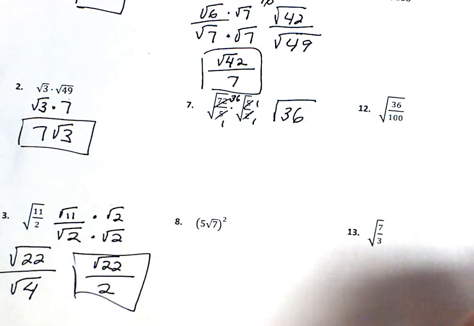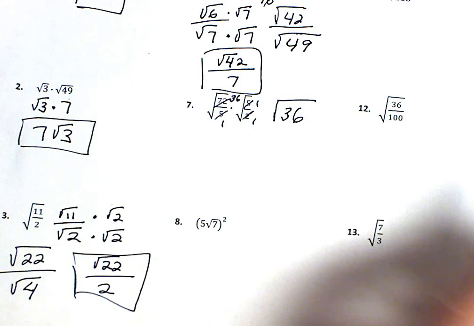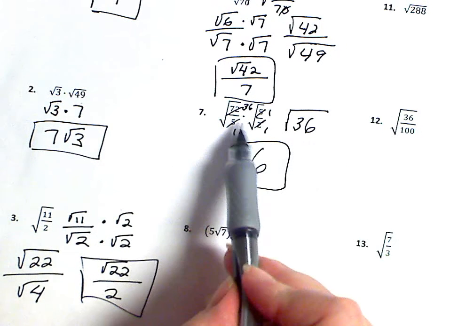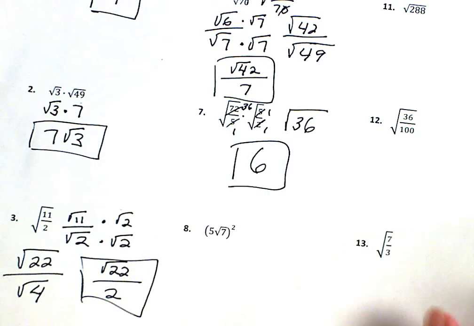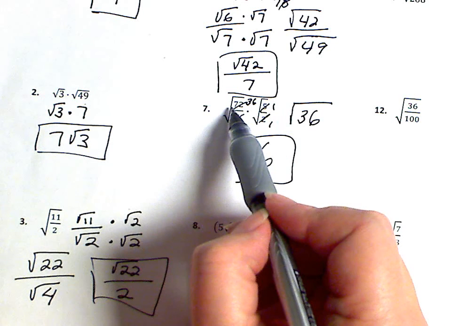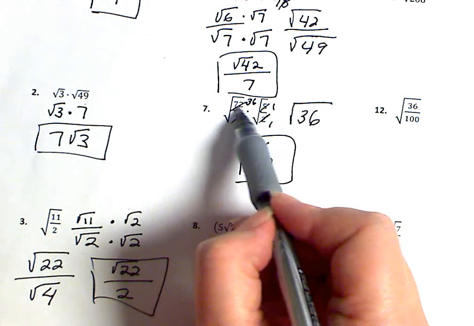Now, what's the square root of 36? 6. Wow. All right. Wait, so why does the 2 fall out? 2 goes into, yep, 2 goes into 72. I reduced.